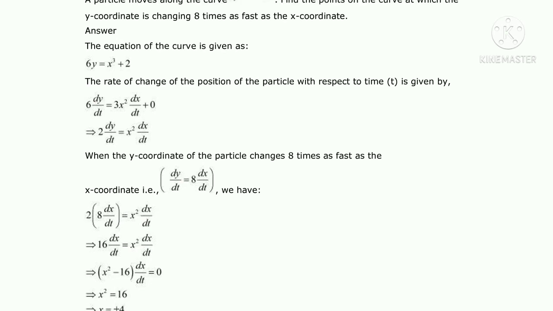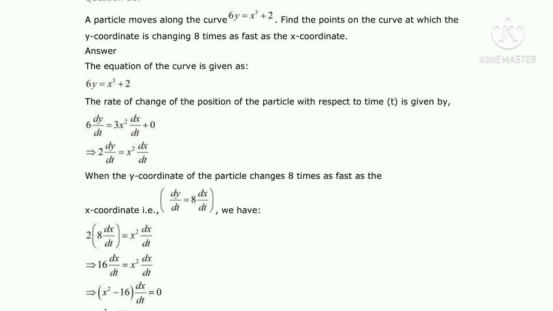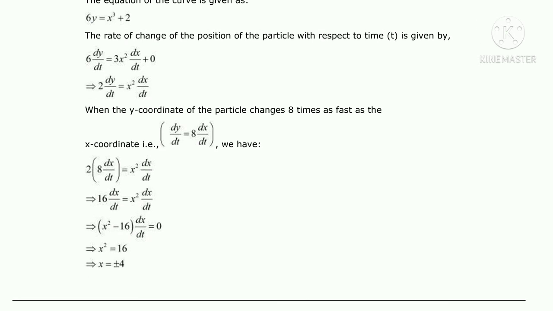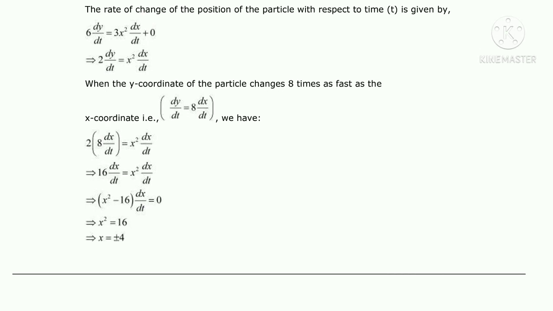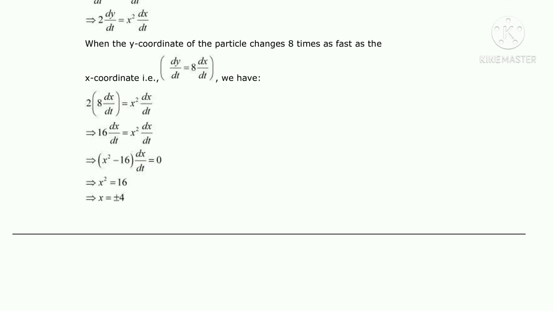Now according to the condition, the y coordinate is changing, so that means dy/dt, how many times? 8 times as fast as the x coordinate. For the x coordinate we write dx/dt, so here we write dy/dt equal to 8 times dx/dt. All of you understood this? If the y coordinate changes one time, the x coordinate changes 8 times, so here 8 into this. Okay, now if we put this dy/dt value here and calculate, you see x square minus 16 dx/dt equal to 0.